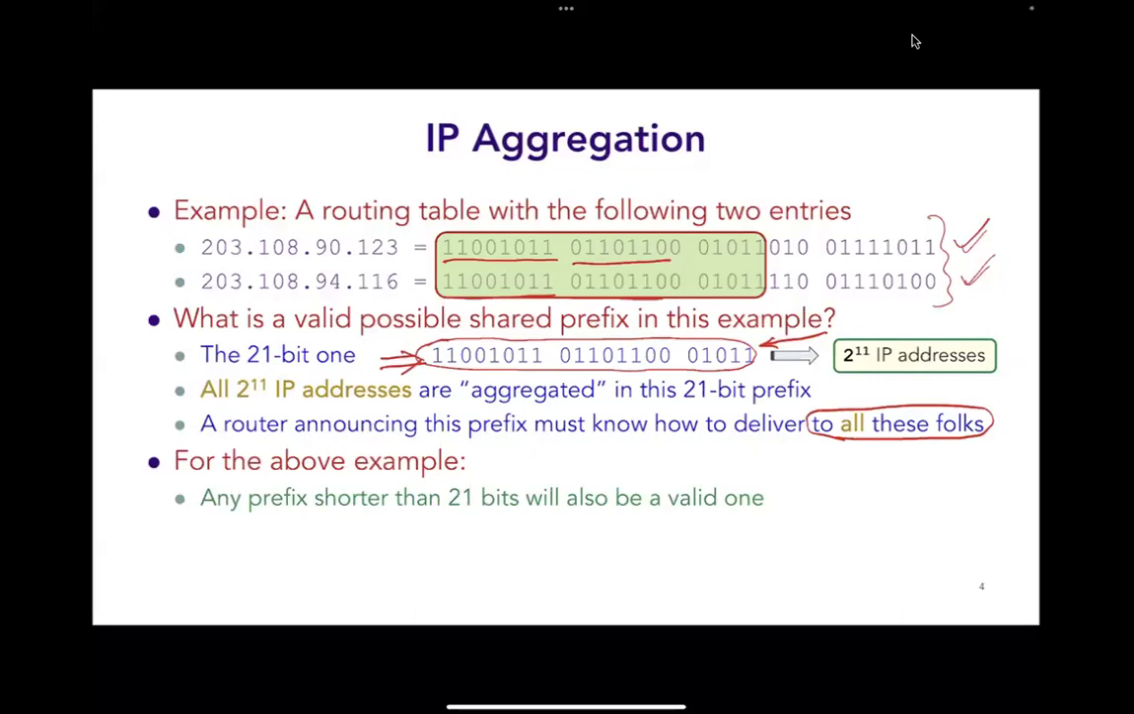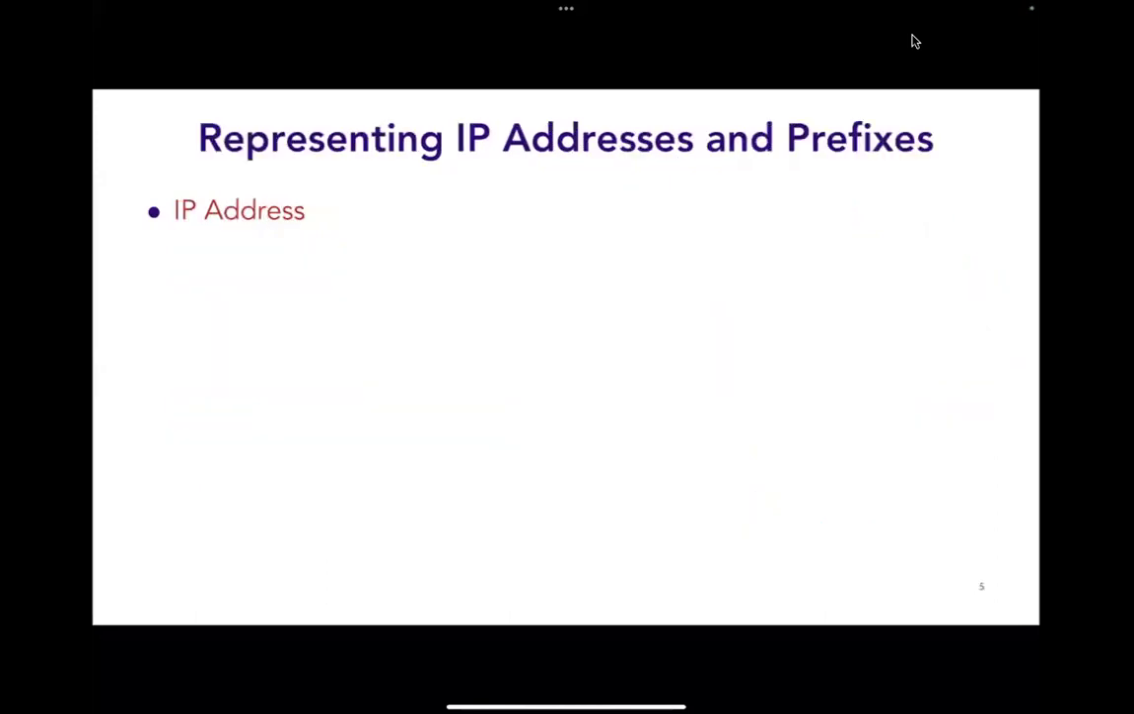of those IP addresses. Okay, so shorter prefixes, as we said, they cover or aggregate more IP addresses. A router announcing a shorter prefix would be responsible for reaching all of those IP addresses which are covered by the prefix which is announced by that router. Okay. How do we represent the IP addresses and prefixes?